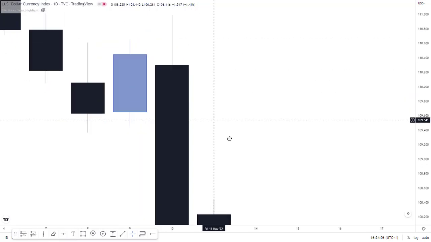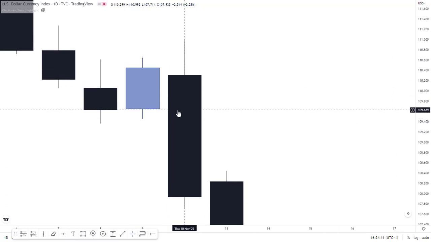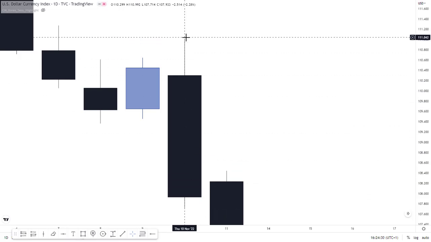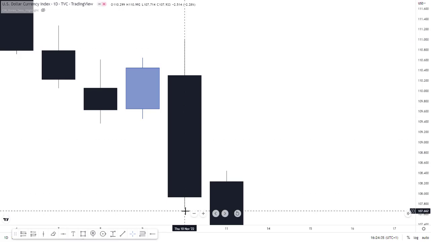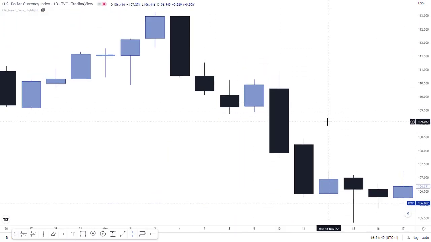And then this is a bearish candle. Okay, let's look at the opening, close, high and low. When you just put your cursor on it, you would see it up there. The opening is higher, remember, because it's a bearish candle, and the close is lower. In this case the opening is 1110.299, the close is 107.933, the high is 1110.992, and the low is 107.714. This is a bearish candlestick.